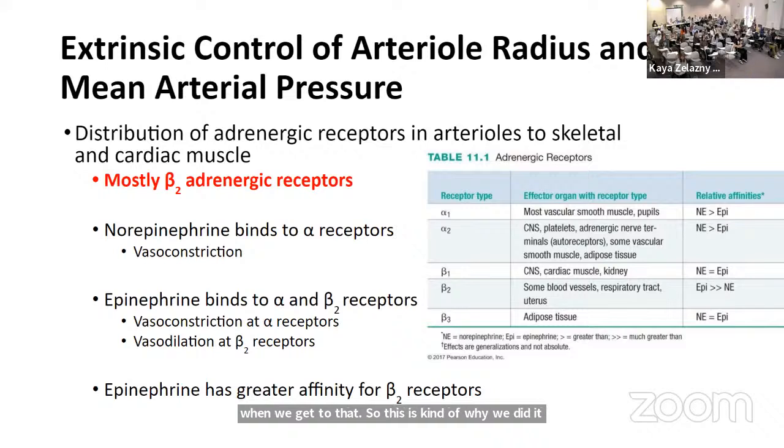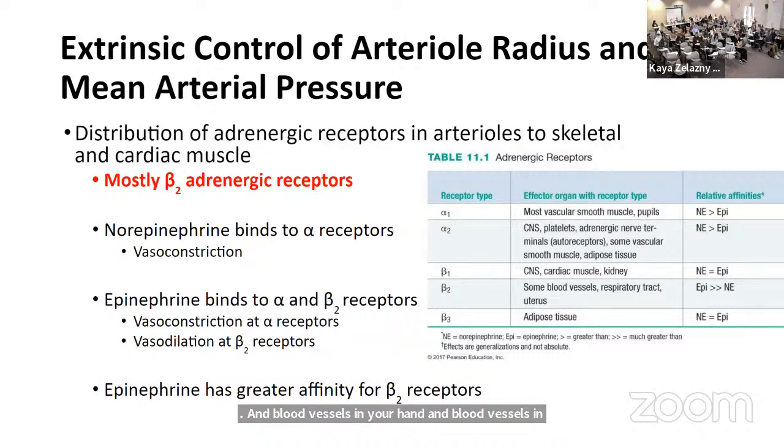So when we're talking about where we have our different types of receptors, we expect to see those alpha receptors pretty much all over the place for our smooth muscle. So in blood vessels in your hand, in blood vessels in your knee, and blood vessels in your gut, you'd expect to see those alpha receptors.